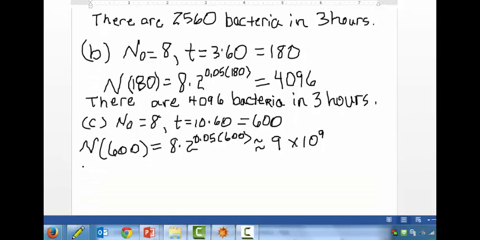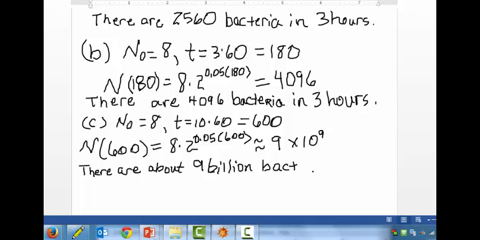So there are about 9 billion bacteria in 10 hours. So that is what makes you so sick when this invades your system.